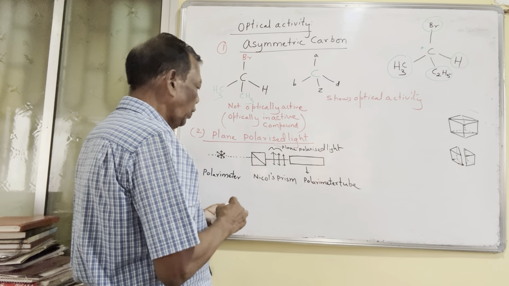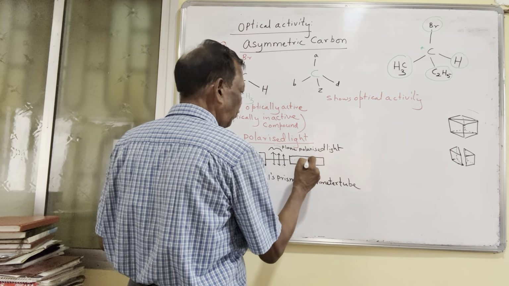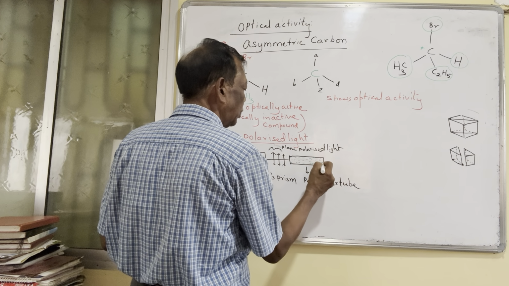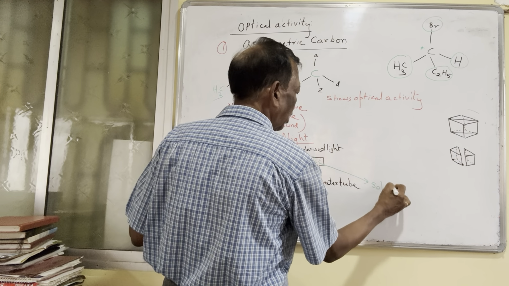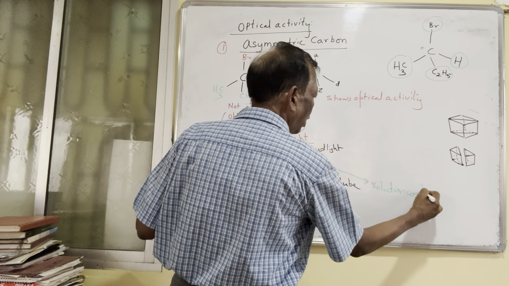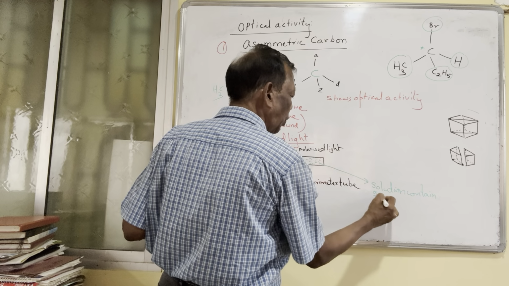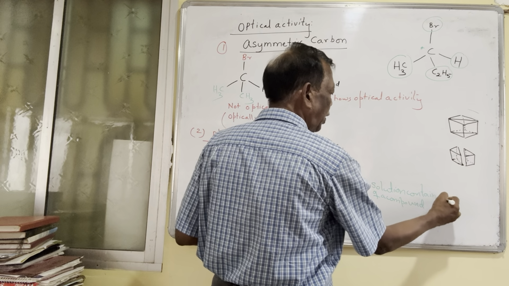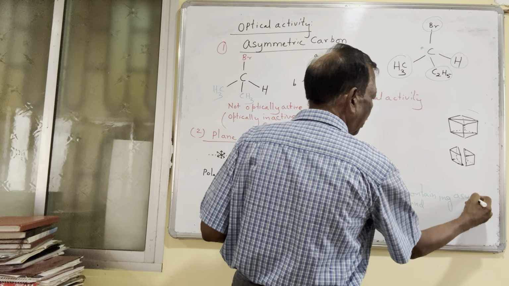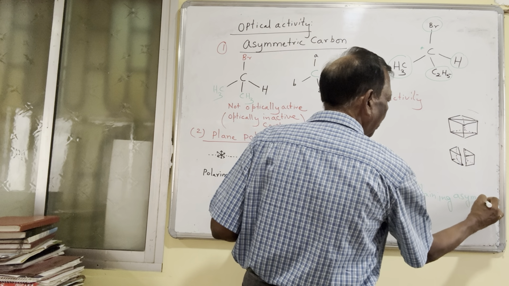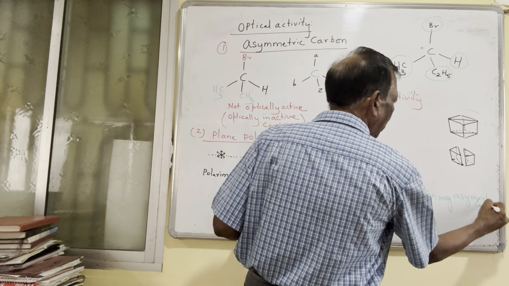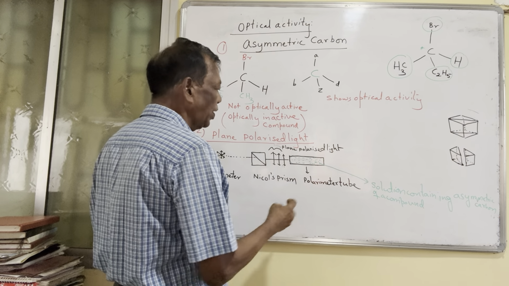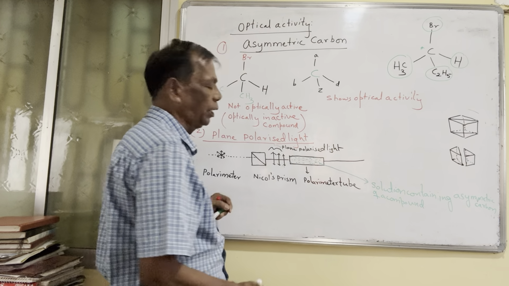Now here, if you happen to put the solution of a compound which has an asymmetric carbon, suppose this is the solution of a compound containing asymmetric carbon. Okay. Now, what you will observe from here, if you just direct further, the light will pass out, and this will go like this. Okay.